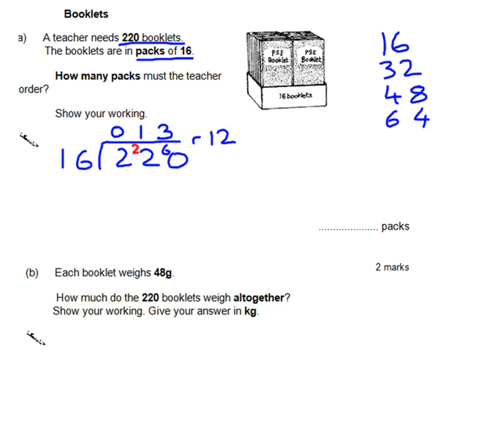Okay, so we then say to ourselves, well, if we bought 13 packs, that clearly wouldn't be enough to get up to the 220, because there's still this remainder. So they're going to have to buy how many packs? 14. They'll have a bit too many, but they'll have at least 220, which is how many they need.